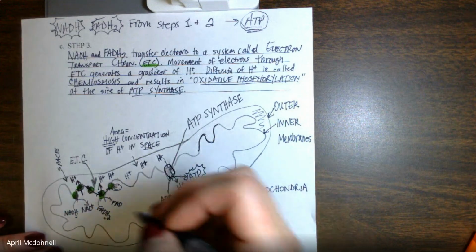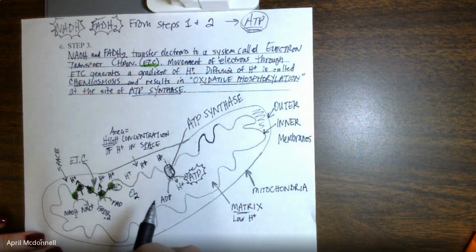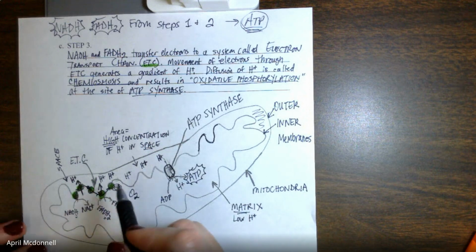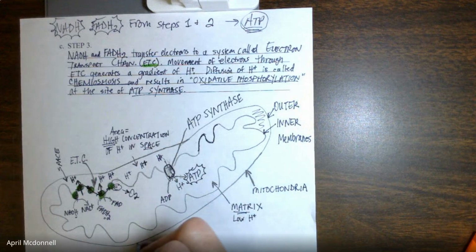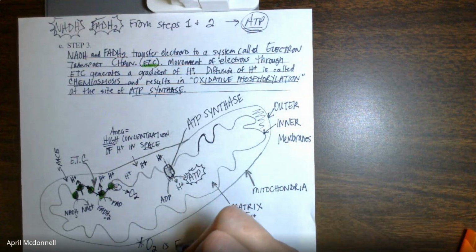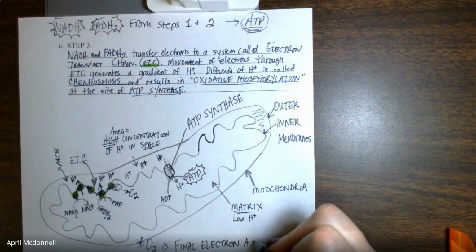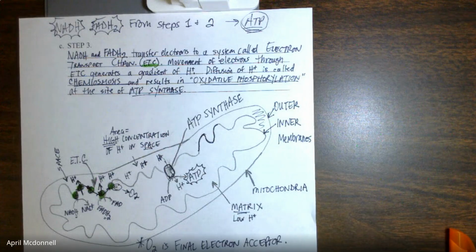Well, turns out oxygen loves electrons, and oxygen will take those electrons even if the electrons are very low energy out of the chain. Therefore, oxygen is what we call the final electron acceptor during the process of cell respiration. That is going to be the role of oxygen gas. That is why we need to breathe oxygen gas in.